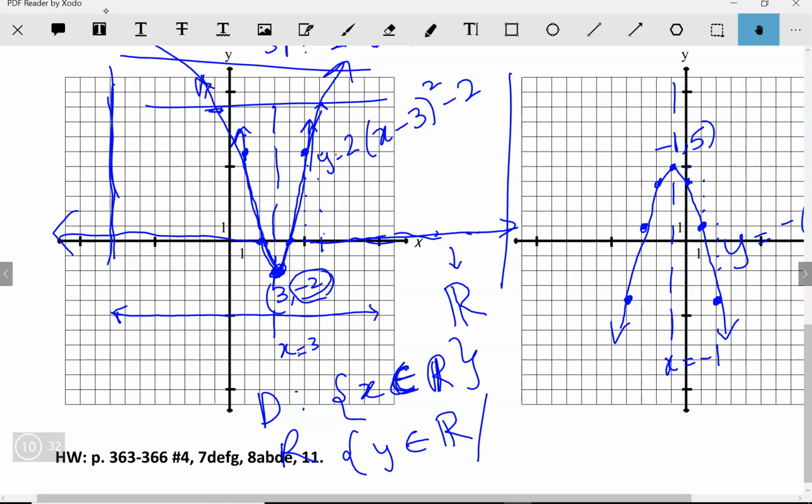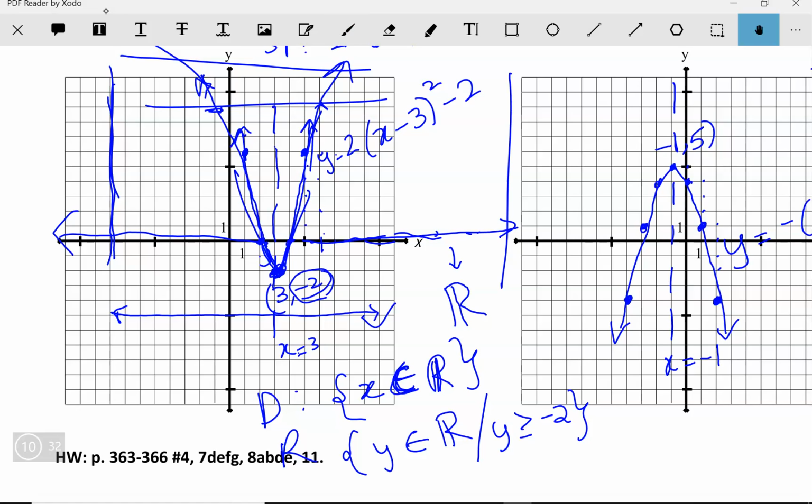Our range is limited. Our y values are limited so that y has to be greater than or equal to -2, because -2 is the minimum. Y cannot be lesser than -2. If you were to write a table of values for this graph, you will never ever see a y value of -3 or -5 or -2.1 or -10, because all those values are lesser than -2, which is not allowed, because -2 is the absolute minimum value.